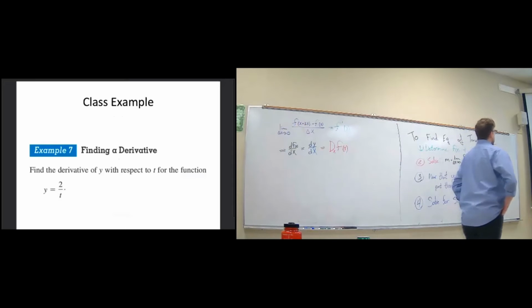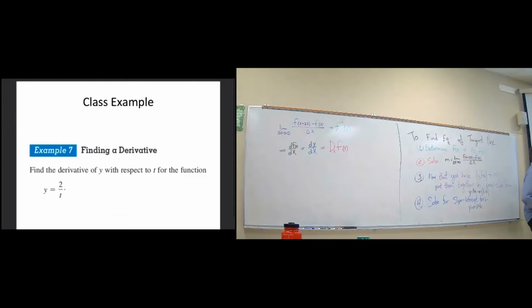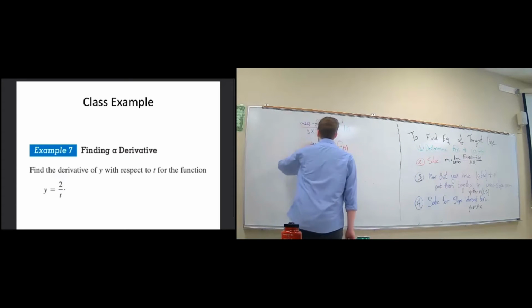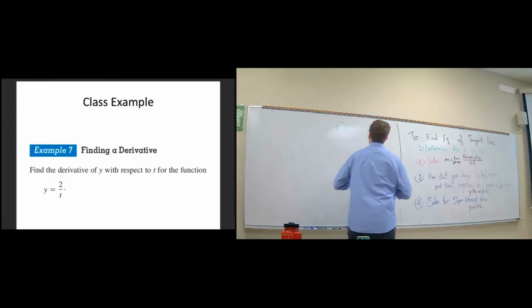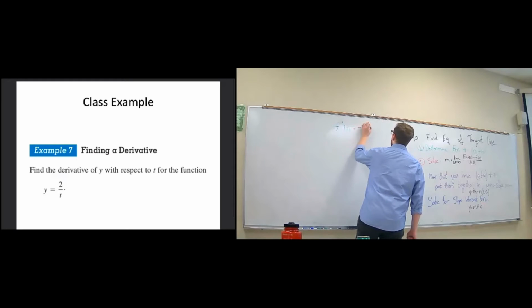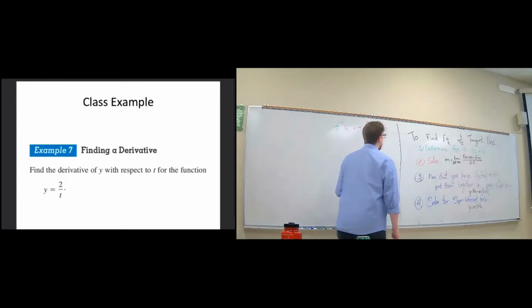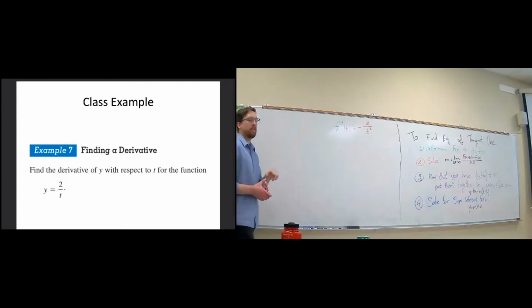Now, what about this? Instead of x, here we've got t. What's this derivative? I claim that this derivative is equal to negative 2 over t squared. I claim this. Why don't you all spend about 3 minutes working on it, using the limit definition, see if you can find that answer for yourself.